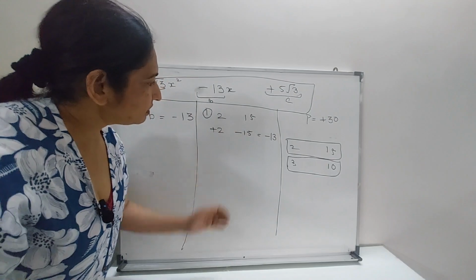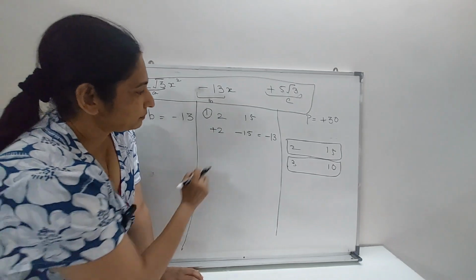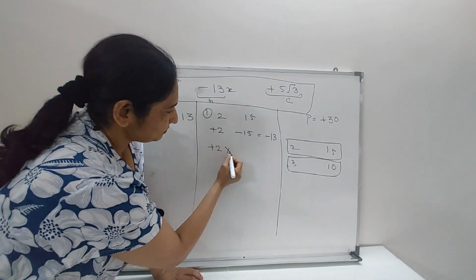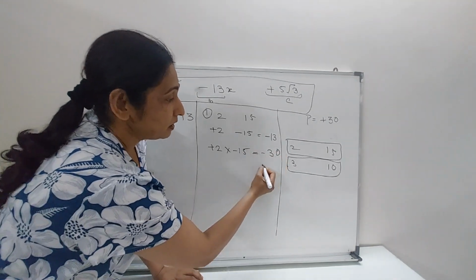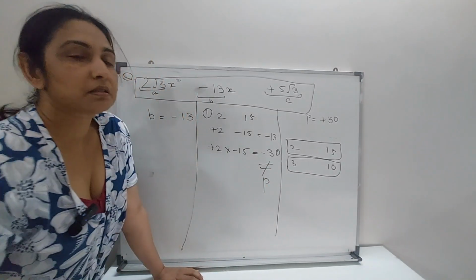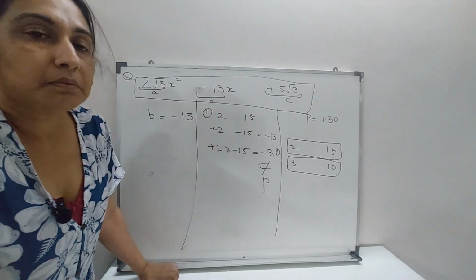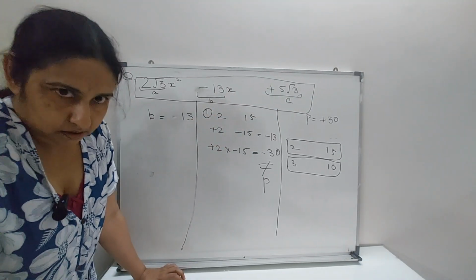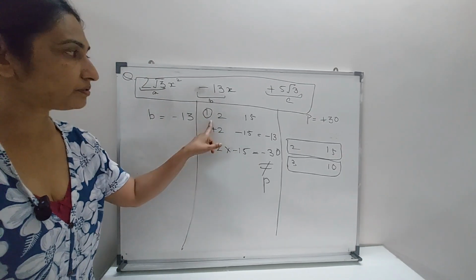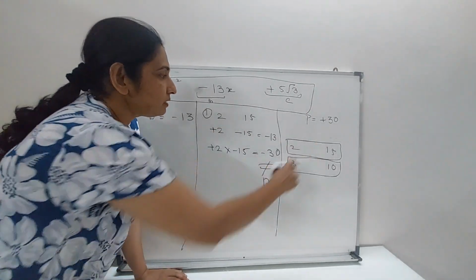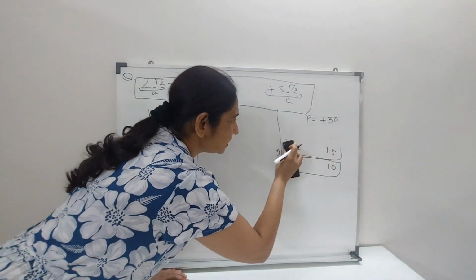But the moment we make the factors plus 2 and minus 15, the product should be plus 30. Check. What is the product? Product now is coming minus 30, which is not equal to the required product. It gave us B perfectly, but it did not give us the product perfectly. It has to satisfy both the conditions. So please check both the conditions after you put the signs. That means this option is incorrect. We cannot use 2 and 15 as the option.